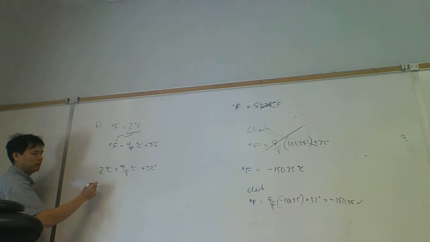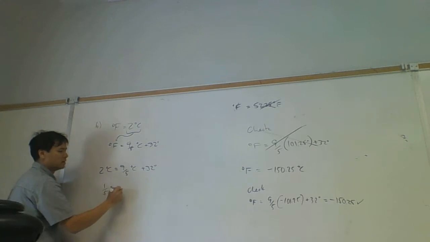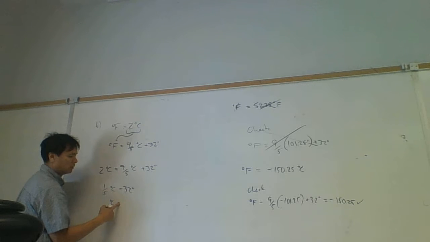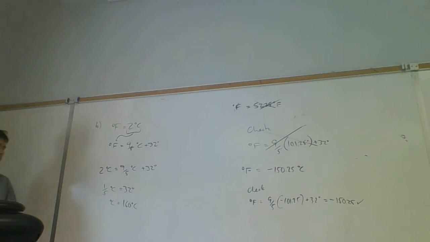So 2 is going to be, how many fifths? 10/5. 10/5 minus 9/5 gives me 1/5. So I'll have 1/5 degrees C on the left is equal to 32 degrees. And so my degrees Celsius is equal to 5 times 32, 160 degrees Celsius.